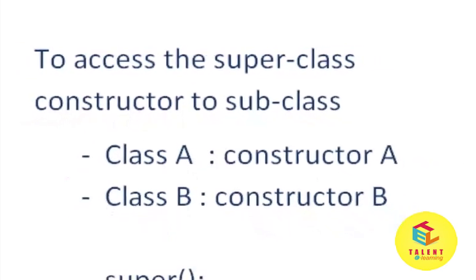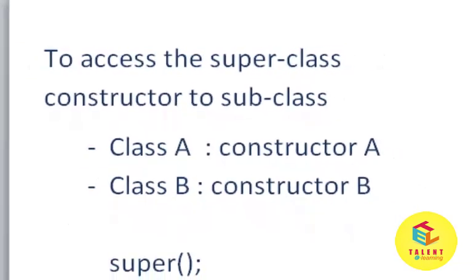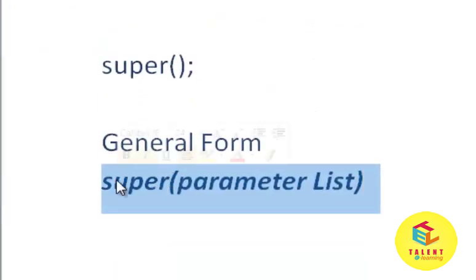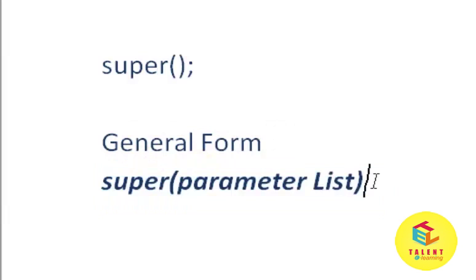Now to access the superclass constructor from the subclass, class A has constructor A, class B has constructor B. This is the general form to access the constructor of the superclass. We just need to write like this: super. If there is a parameter, then you should write like this: super, parameter list, semicolon.